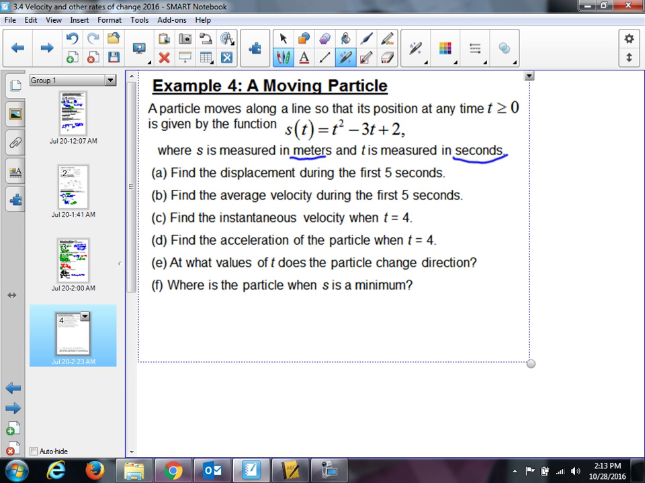By the way, when you do word problems for me, you need to try to get units for things, like if I ask you, how long will it be, or something like that, 3 days, or 2 hours, or whatever, that kind of thing. Anywho, A, find the displacement during the first 5 seconds.